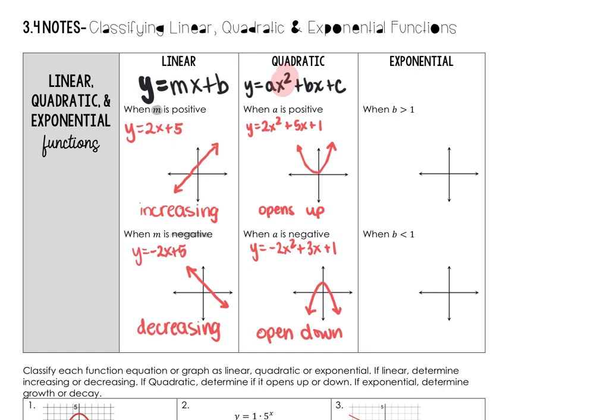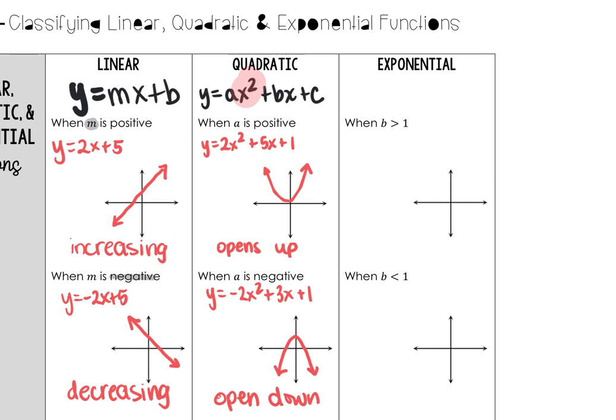Exponential functions. The standard form of an exponential function is y is equal to a times b to the x power. What you'll notice with exponential functions is that our x value is an exponent, hence why it's an exponential function, because x is the exponent.